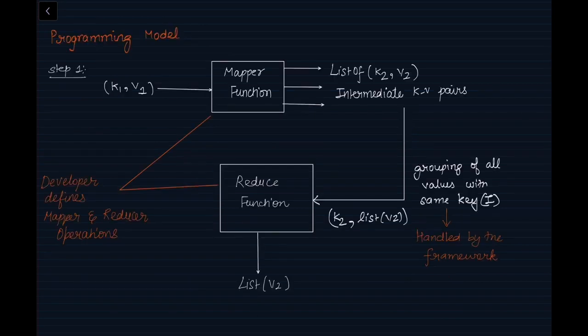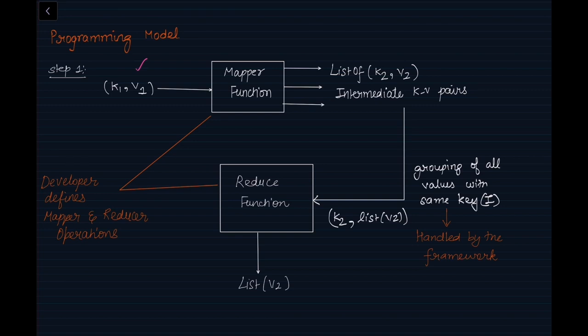So let's understand this programming model in terms of input and output. Now there are two main tasks. One is of type mappers and the other is reducers. The mapper function takes a key value pair of this form K1, V1, and it produces zero or more intermediate key value pairs that can be of the form K2, V2. We'll understand this with an example later.